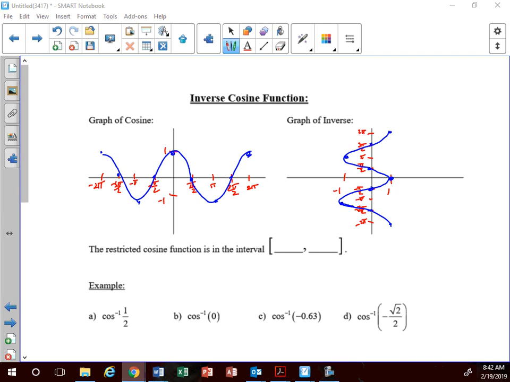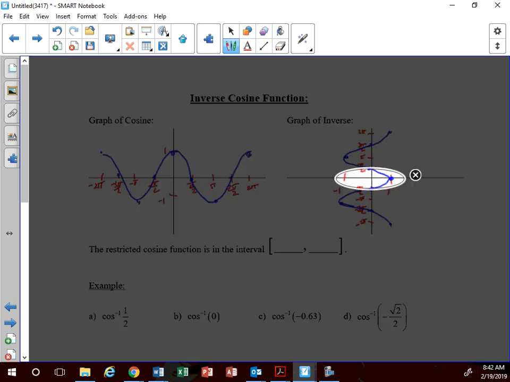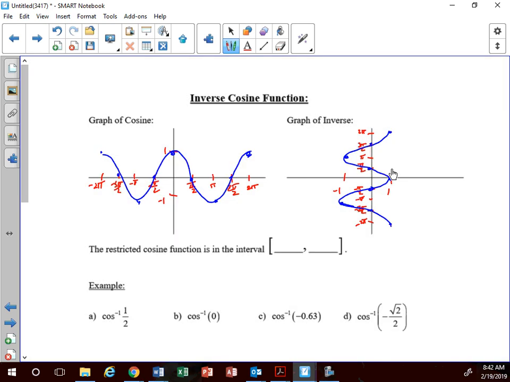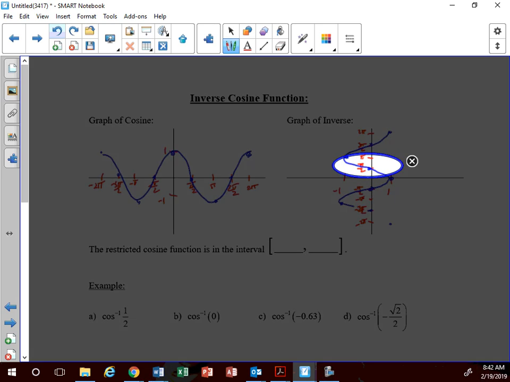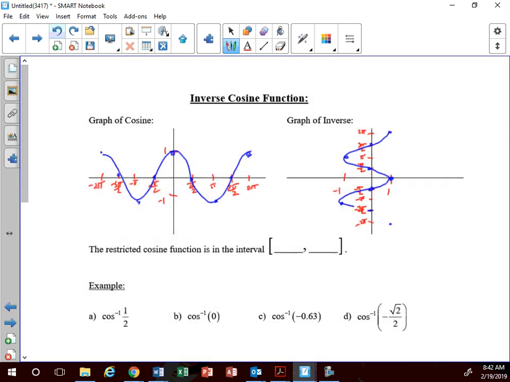So let's look at it. Should I do the same window I did last time? Should I do negative pi over 2 to pi over 2? Is that a function over there? No, not going to work. So, thoughts? What should I pick? I heard 0 to pi. Let's look at that. Maybe. Does that work? That looks like a function? Yeah. So we're going to pick 0 to pi this time.